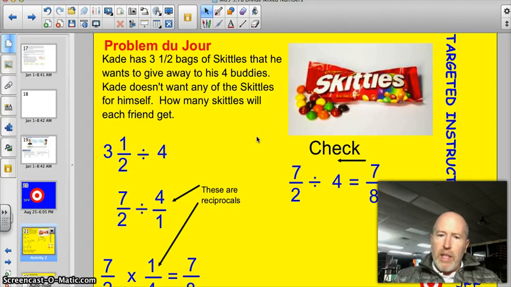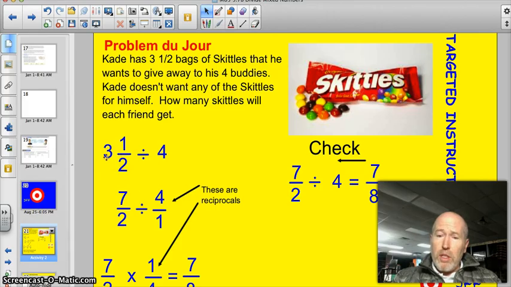Cade has 3.5 bags of Skittles that he wants to give away to his 4 buddies. Cade doesn't want any of the Skittles for himself. How many Skittles will each friend get? So he's got the 3.5 and he's going to divide it by 4. Well, this is a little different because now we have a mixed number we're working with. But it's really pretty simple.